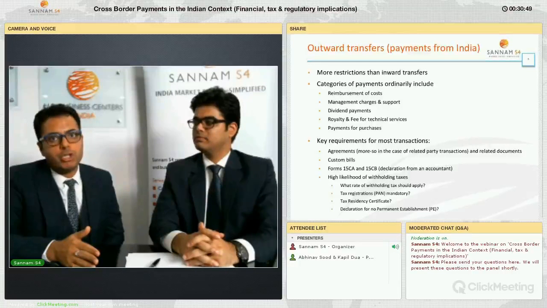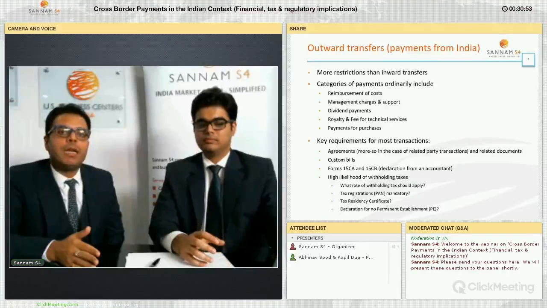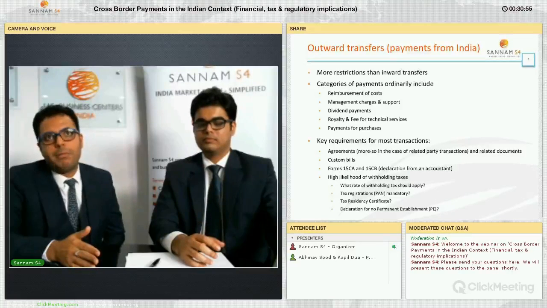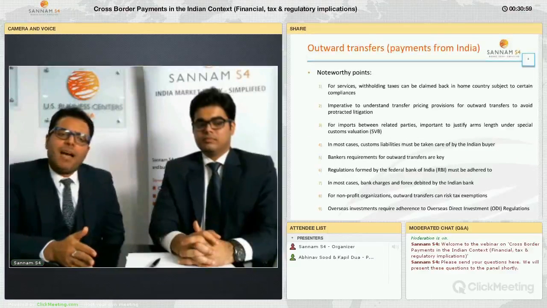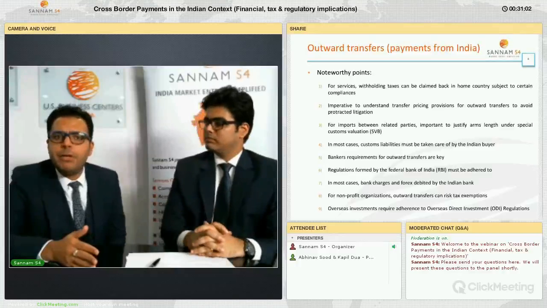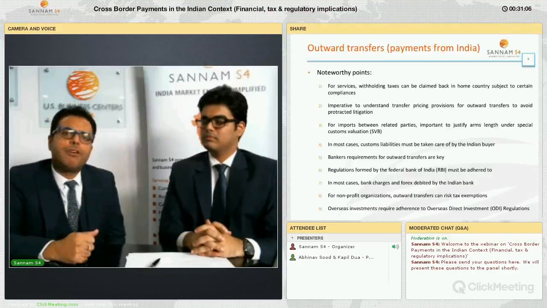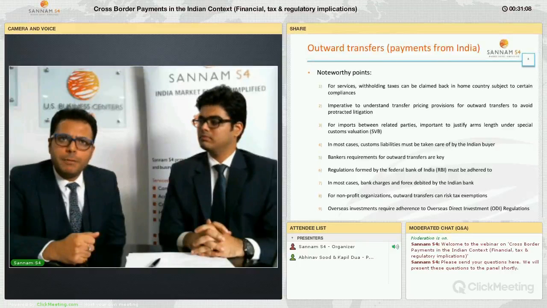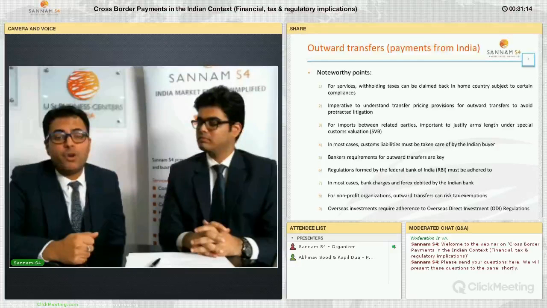So giving and signing this declaration is very, very important, and assess whether you have a permanent establishment in India. So a few key elements. Again, like I've covered in the inward payments, some of the noteworthy points about outward payments are, primarily speaking, for example, for services, withholding taxes can be claimed back in your home country.